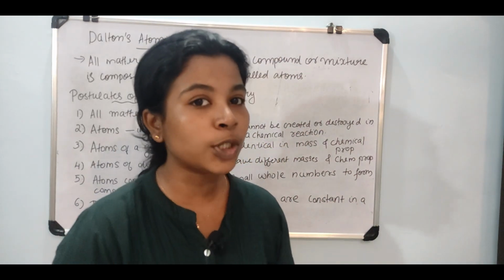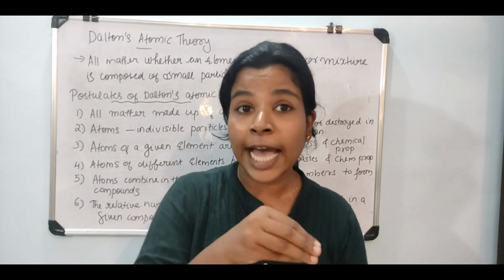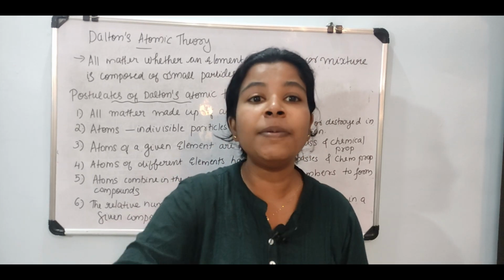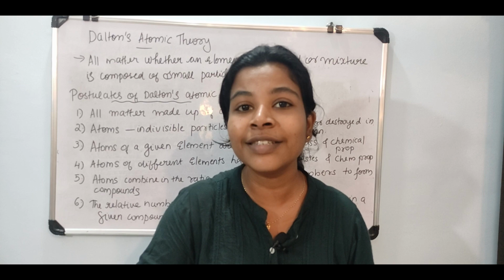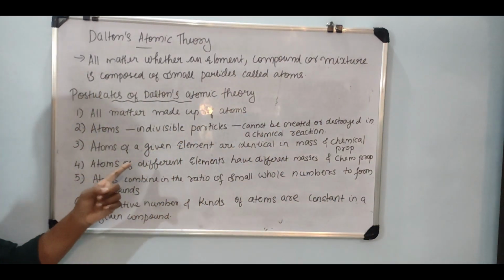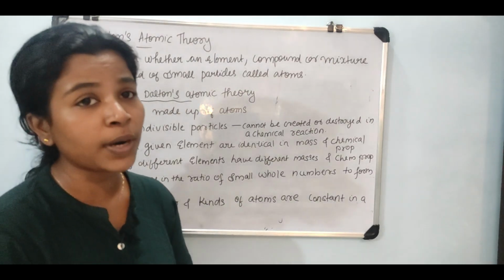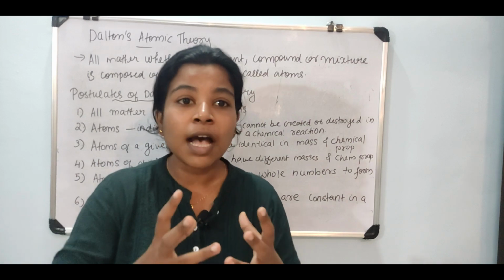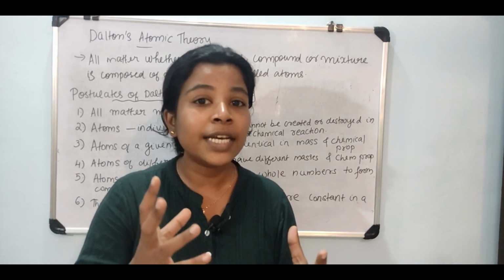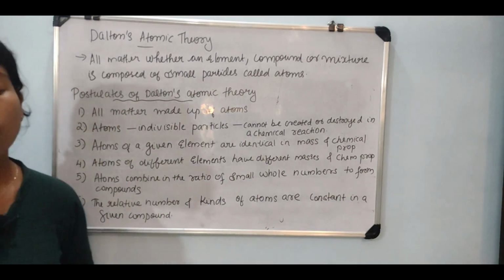And what is the fourth postulate? The fourth postulate is that the atoms of different elements will be different in mass and different in chemical properties. Okay. So these are the four postulates. Now coming to the fifth one. What is the fifth one? The atoms are combining in a ratio of small whole numbers to form compounds.